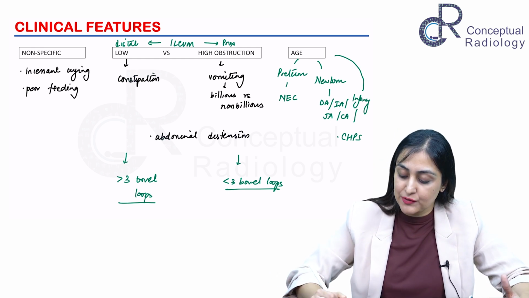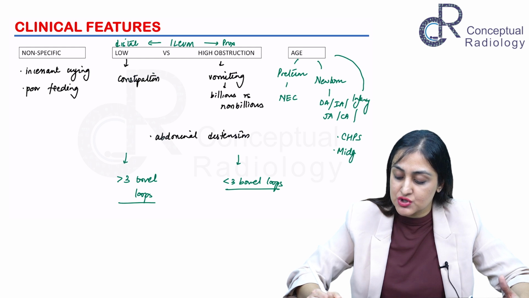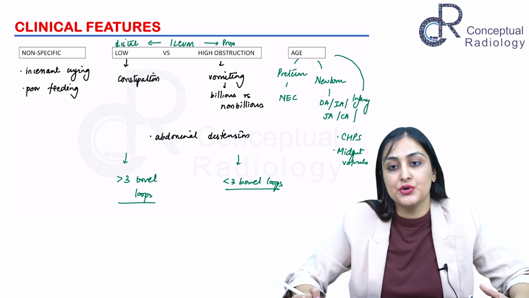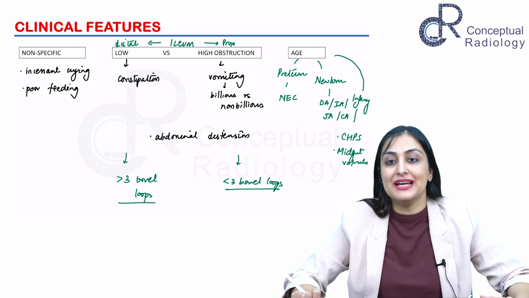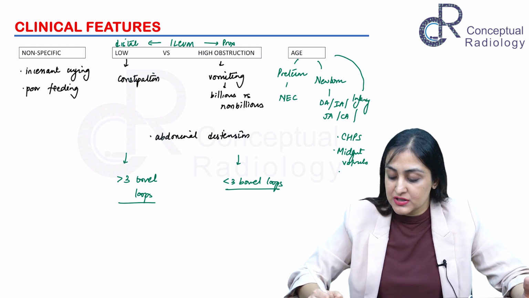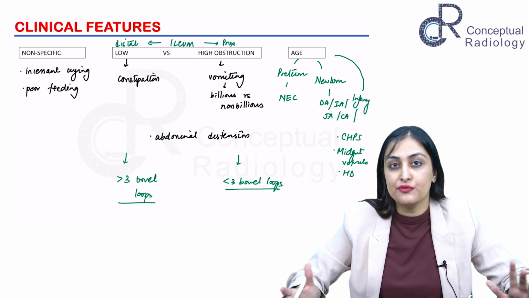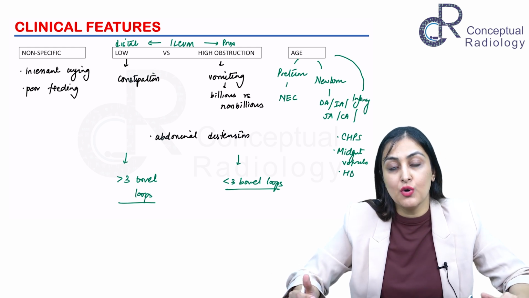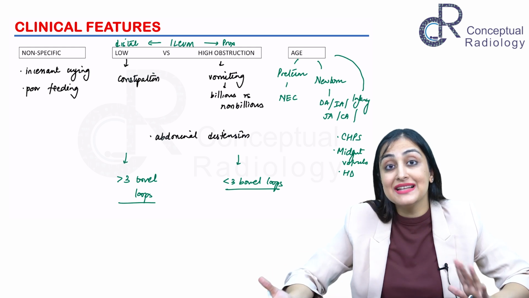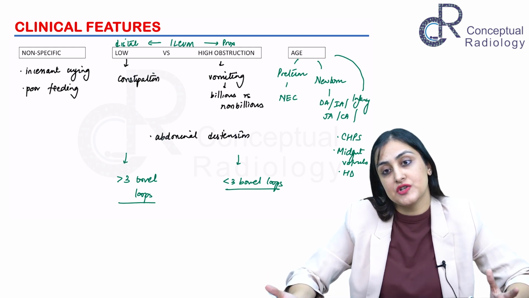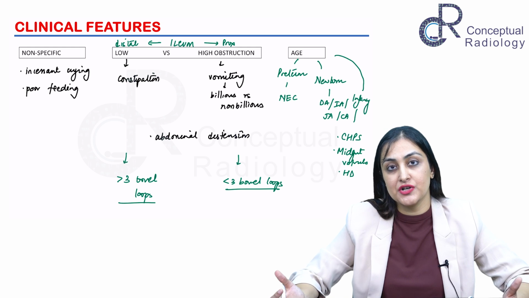Apart from that, you can have midgut volvulus, which can present essentially at any age in childhood, but is more common in infancy. Again, Hirschsprung disease is going to present around 48 hours of life, so newborn, but it can be a later presentation as well, depending on the severity. So that's Hirschsprung disease for you.